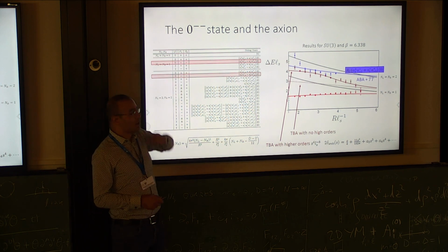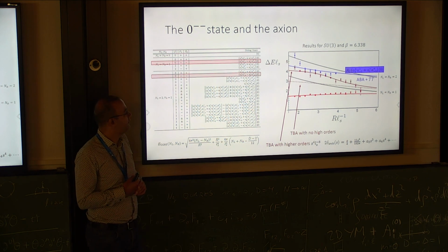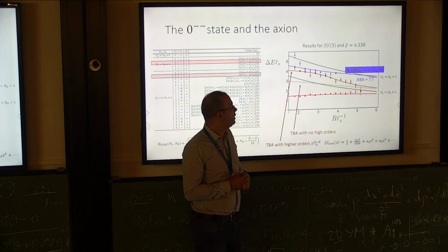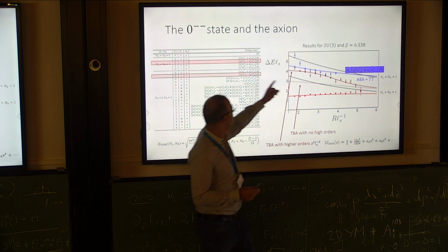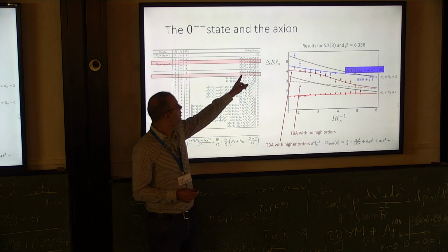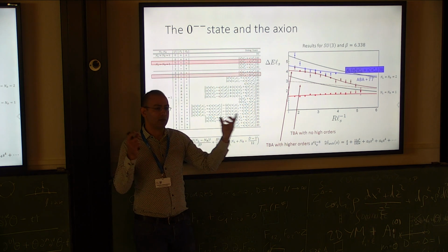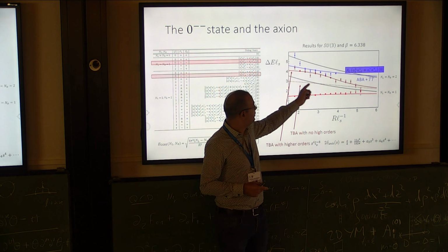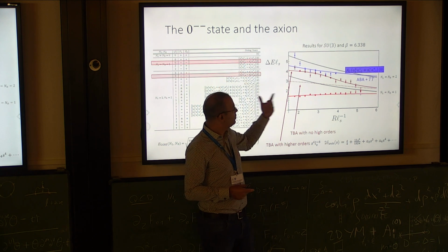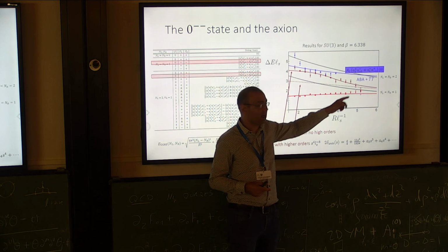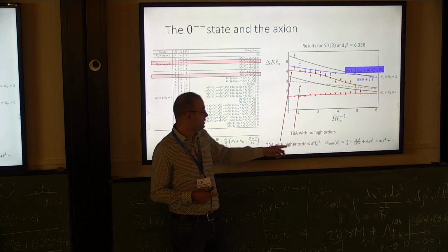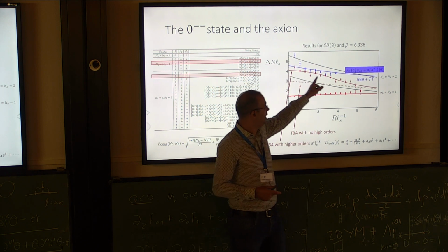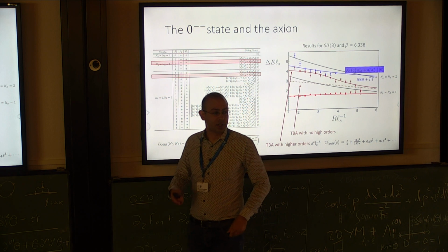Now, if I go to the 0 minus minus state, where we have the axion, and I use the TBA with no higher orders of momentum transfer to predict the energy of this state, which has 2 phonons with opposite momenta, but the momentum is large, you can see that we get this dashed line, which looks nothing like the data. But if we switch on higher orders in momentum transfer, we see that the results appear to provide a very good description of the data.